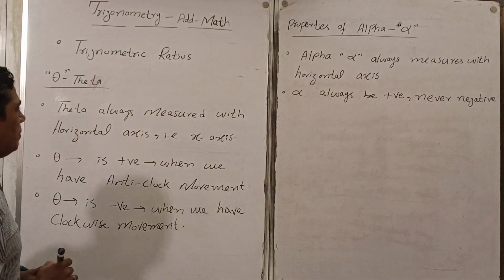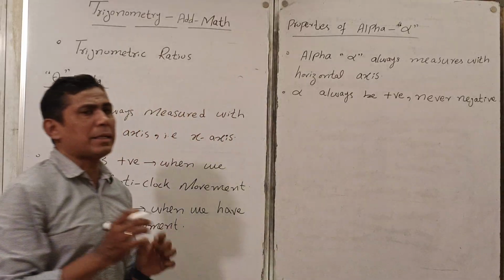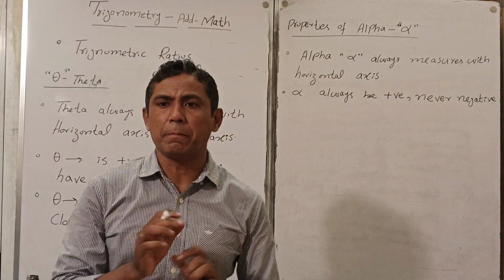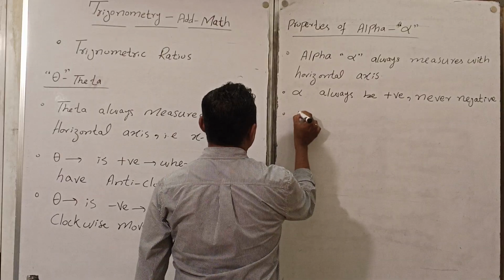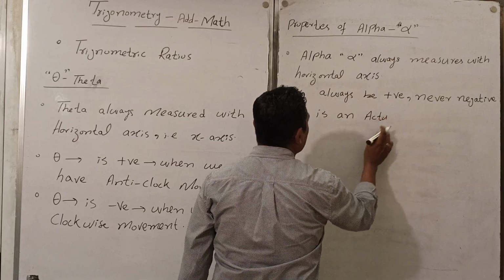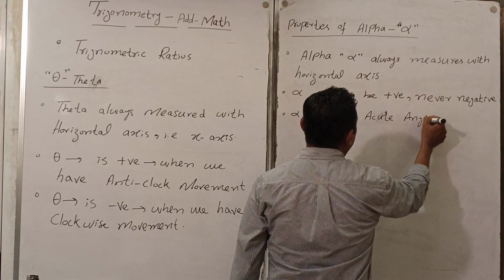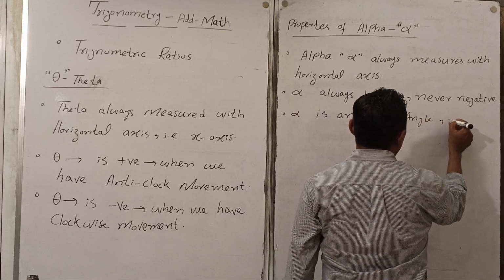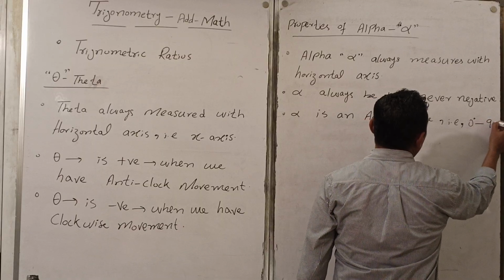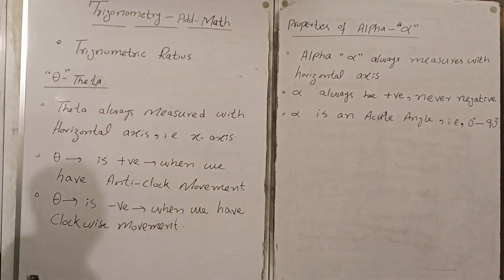The third important property is that alpha is always an acute angle, meaning it always lies between 0 and 90. So alpha is an acute angle, that is 0 degree to 90 degree. It always lies between 0 to 90 degree.